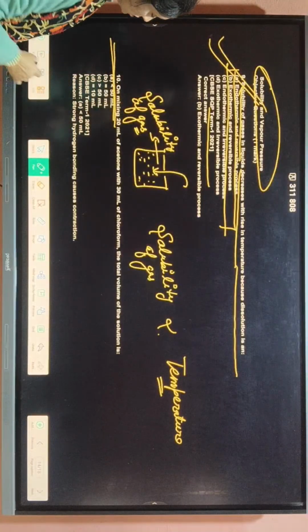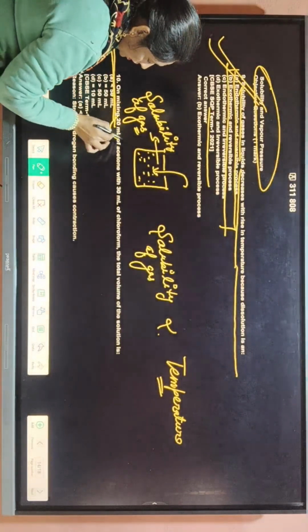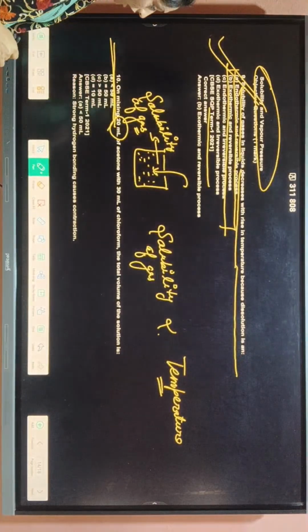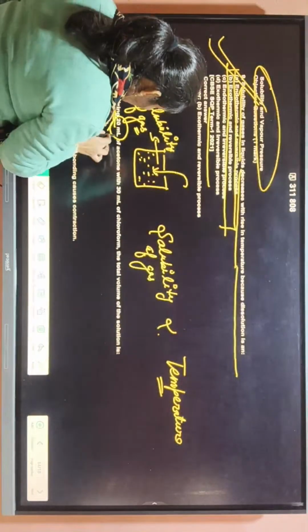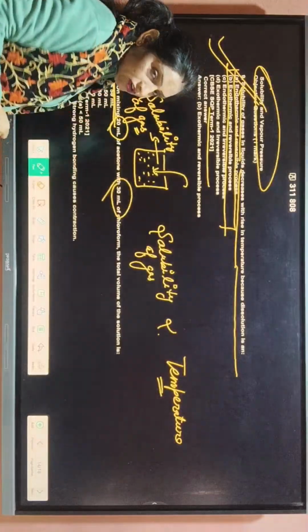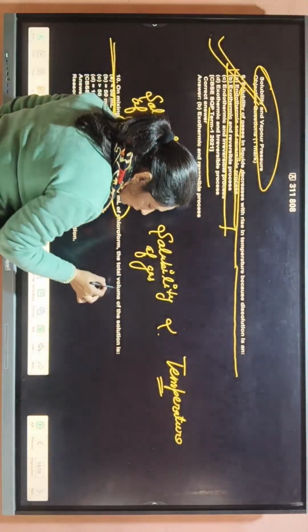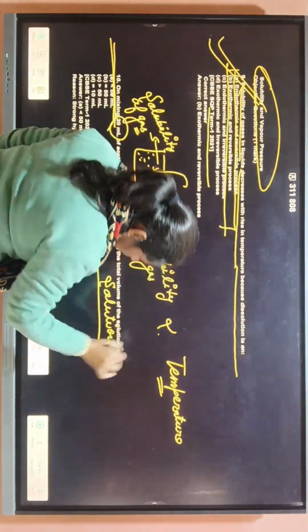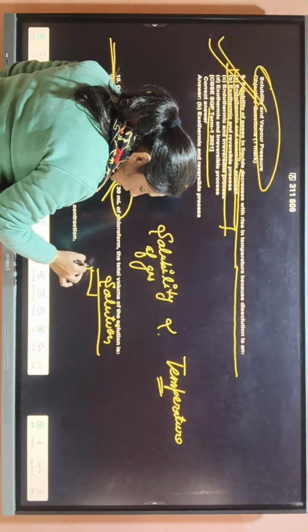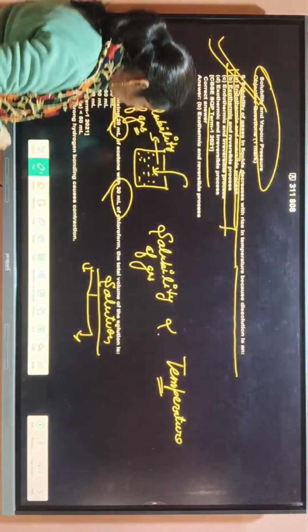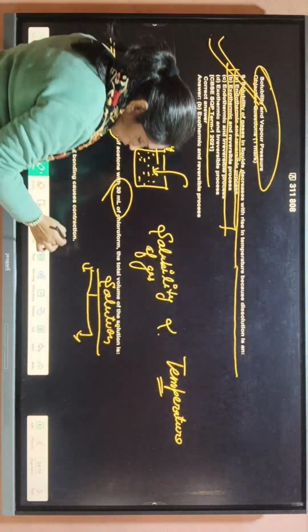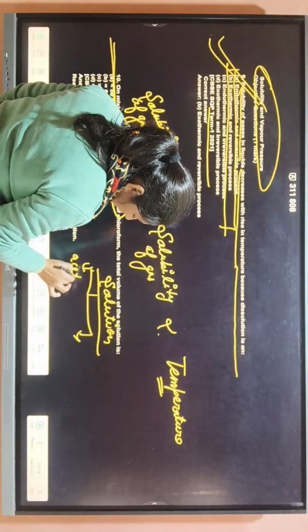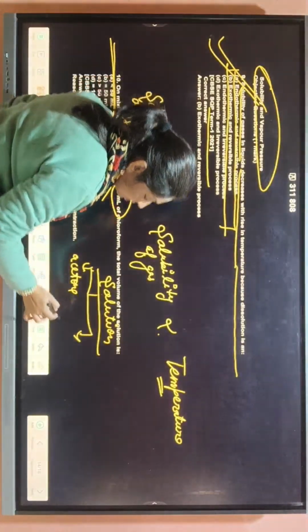Our next question is on mixing 20 ml of acetone with 30 ml of chloroform. Students, you are making one solution. In the solution, you are mixing two components. One component is acetone, and the next one is chloroform.